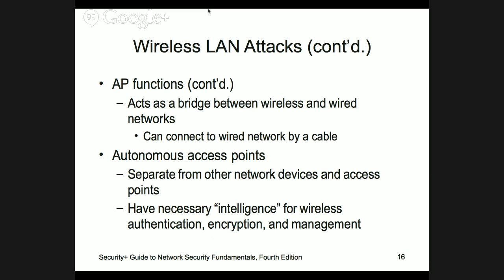Autonomous access points is basically where it's separate from other network devices and access points and have necessary intelligence for wireless authentication, encryption, and management. And basically the autonomous access points are generally used for secure areas where you want it separate from all other network devices, and it could be specifically designed for certain devices. Let's say an example in the hospital, you might want certain devices to talk upon a wireless network, but no other devices can talk to that wireless network.